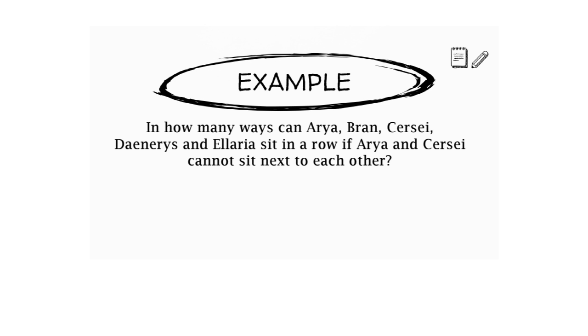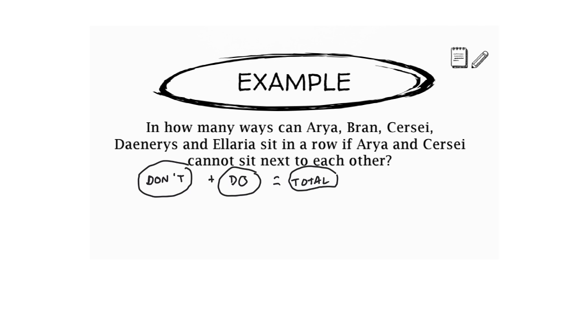In this example, we're asked, in how many ways can Arya, Bran, Cersei, Daenerys, and Ilaria sit in a row if Arya and Cersei cannot sit next to each other? To solve this problem, I'm going to use an indirect counting method. Note that the number of ways that they can sit in a row where they don't sit next to each other, plus the number of ways where they do sit next to each other, don't plus do, that needs to equal the total number of ways, right?